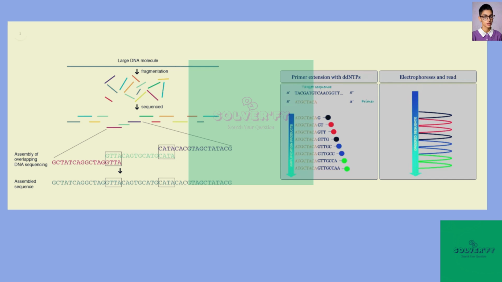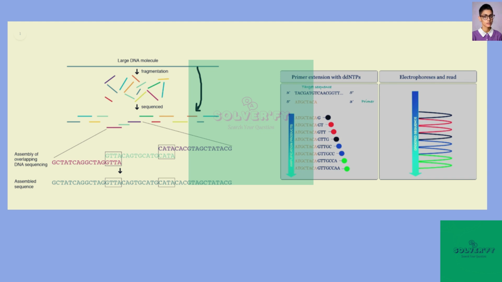Okay, how is shotgun sequencing performed? So the first step in doing shotgun sequencing, you take a DNA molecule, a large DNA molecule of interest, and you break it down into small pieces, into small fragments of DNA. Then each one of these fragments is sequenced using the chain termination method. What is the chain termination method?